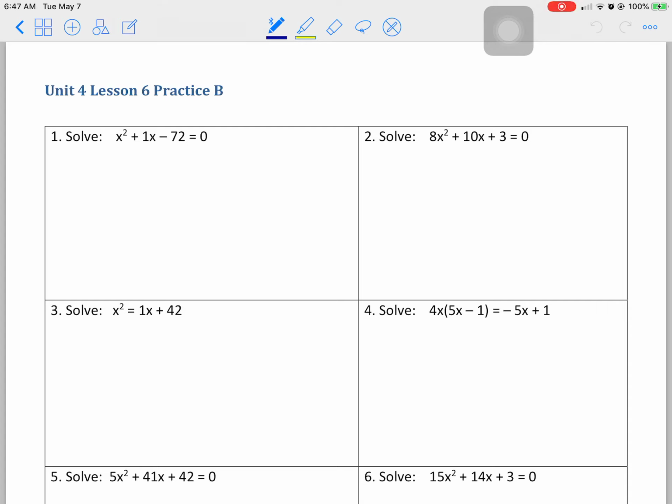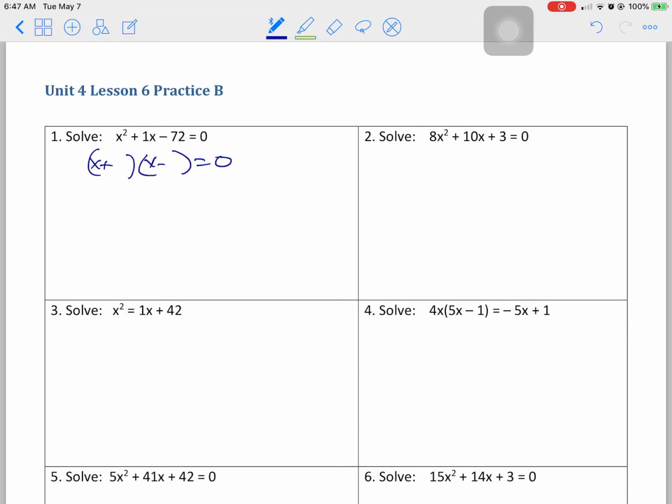All right, practice 4, lesson 6. Number 1, I have terms on one side and it equals 0, so I'm ready to factor. A equals 1, so it's a guess and check. Signs are positive and then negative, so answers have a positive and then a negative.